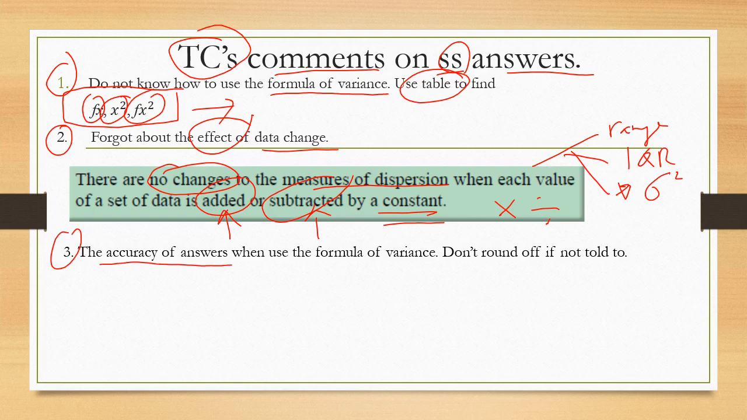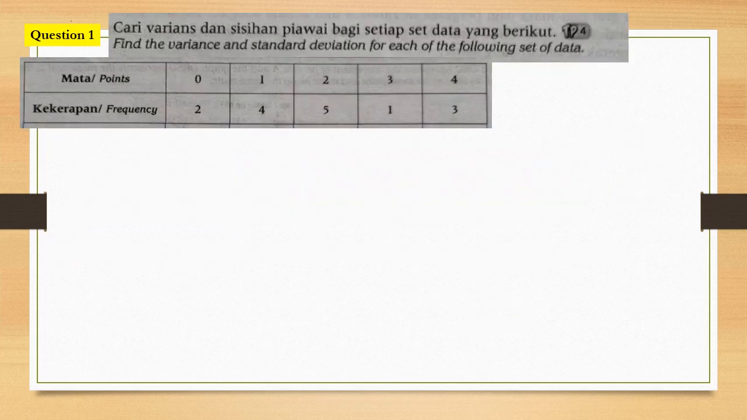Okay, so the third one is the accuracy of your answers. Some of you got it wrong for the significant figures in your answers. So don't round off when you put in the formula. Don't round off until your final answer.